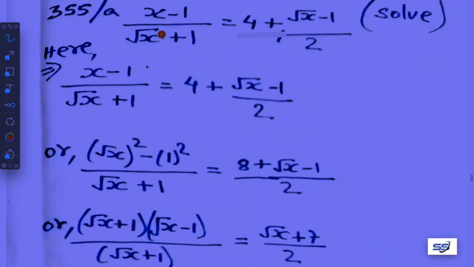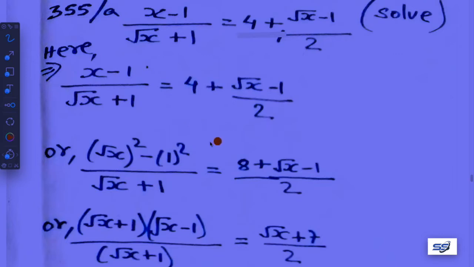Here we can see the given question: (x minus 1) whole upon (root x plus 1) equal 4 plus (root x minus 1) upon 2. This is our question. Now from this question, after solving by a certain process, we have to get the value of x. Here the question shall be written as usual: (x minus 1) whole upon (root x plus 1) equal 4 plus (root x minus 1) upon 2.